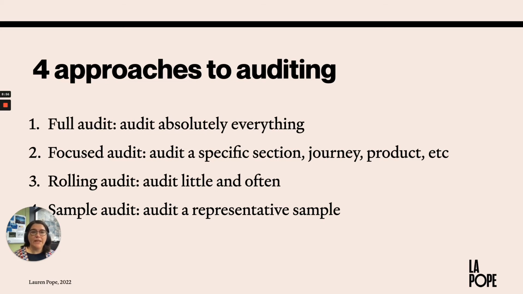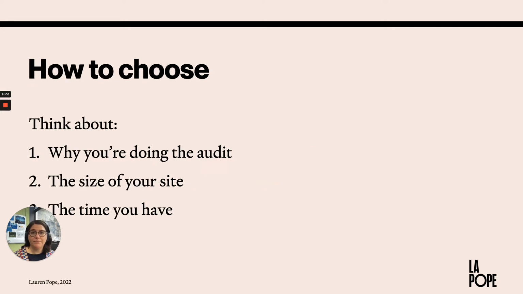The third is a rolling audit, where you don't have a deadline and you audit little and often, perhaps just a few pages every week or every month. And the fourth and final is a sample audit. That's an audit where you look at a broad representative sample of all content from across your website.